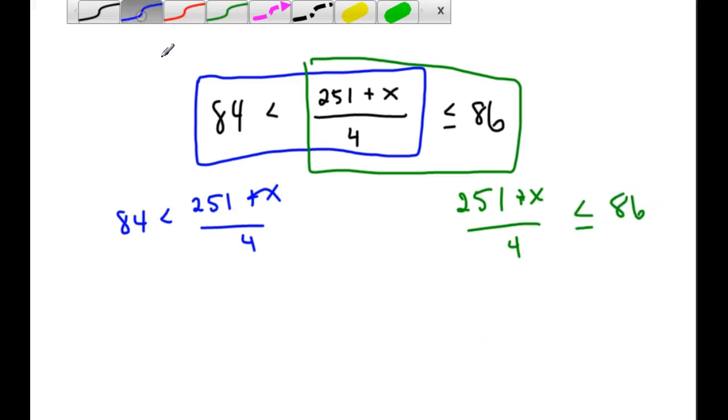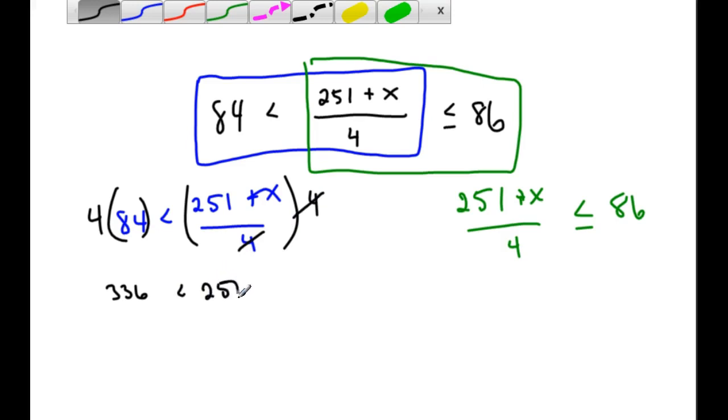Okay, so let's say we solve this one over here. Maybe you recall how to get rid of a fraction. If you times this entire side by 4, that undoes the dividing by 4. But if you times this side by 4, then you got to times this side by 4. Okay, timesing this by 4 will make this 336. Timesing this by 4 once again cancels out dividing by 4. So 251 plus x. Okay, over here we do the same thing. We'll get 336, 251 plus x.